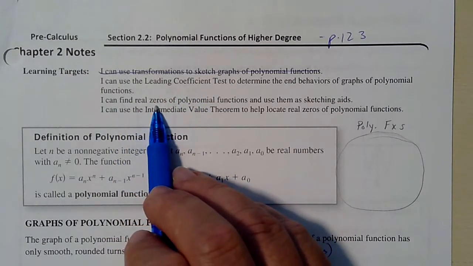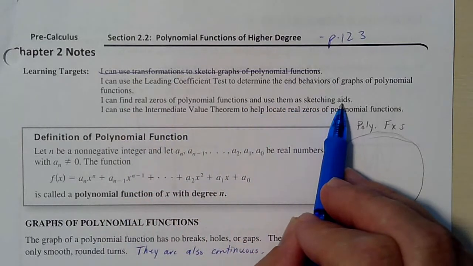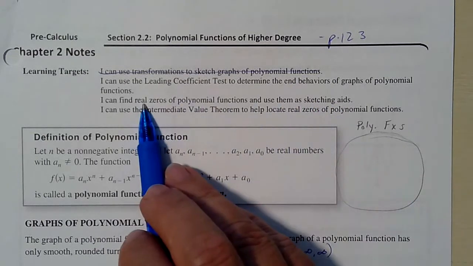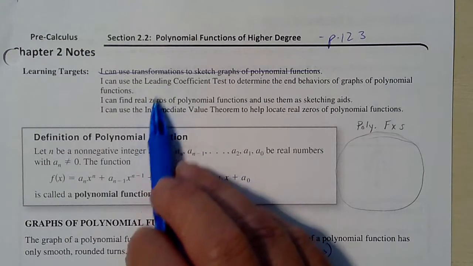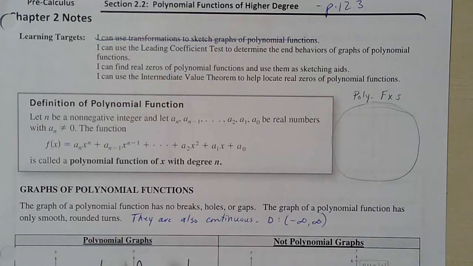You've also found zeros of polynomials before, okay? And use them as sketching aids. And we'll actually just use the graph to check to make sure we're doing this part right. Most of this is going to be by hand, okay? All right, let's get started with those two things, and let's get started with what a polynomial function is.